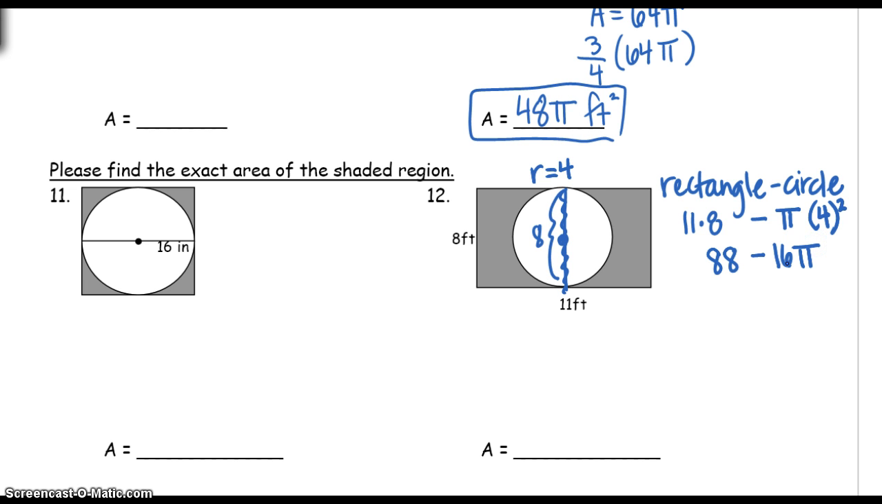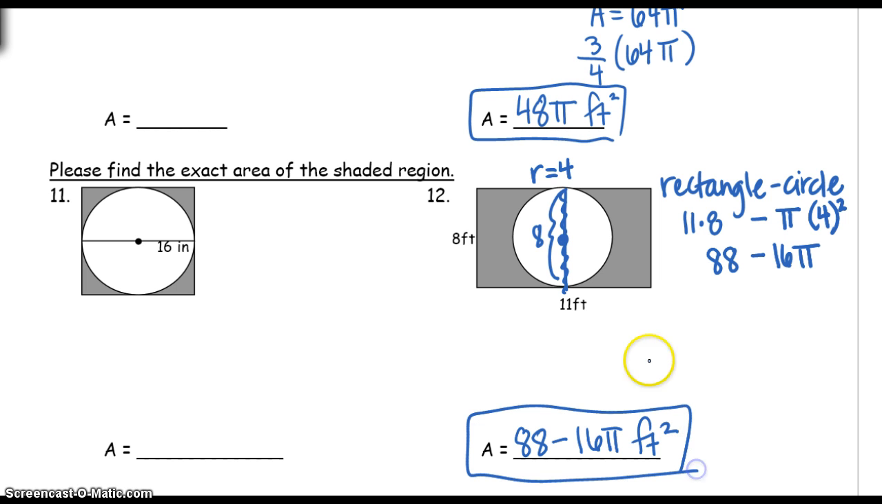Guys, these are not like terms. One has a pi, the other one does not have a pi. Please don't try to put them together because they are not like terms. So your answer is literally 88 minus 16 pi, and it's area, so feet squared.